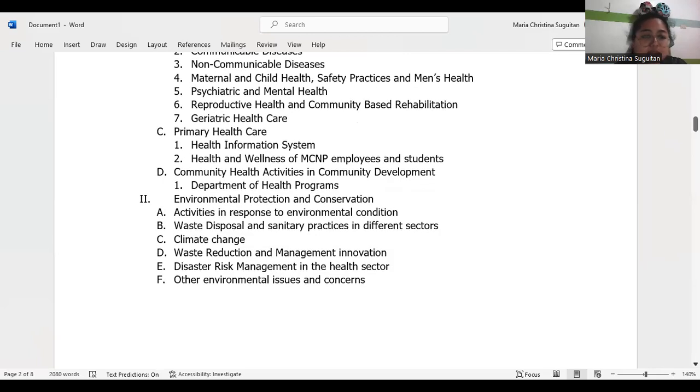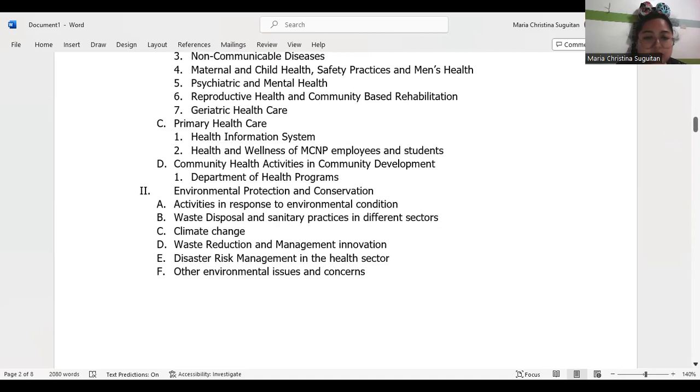Okay, so kanina about health. So this is part. Next is we have the environmental protection and conservation, like activities in response to the environment condition, waste disposal and sanitary practices in different sectors, climate change, waste reduction and management, innovation, disaster risk management in the health sector. Kaya nga, di ba, yung pag may bagyo. Okay, and then we have pag lumilindol, di ba? Kaya nga, yung nagkakandak tayo minsan na kunwari may lindol, ganito yung mga gagawin. Okay? And then other environmental issues and concerns.